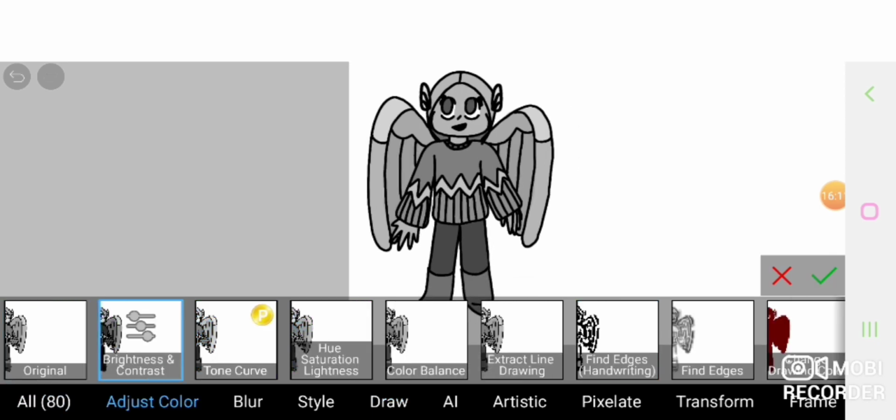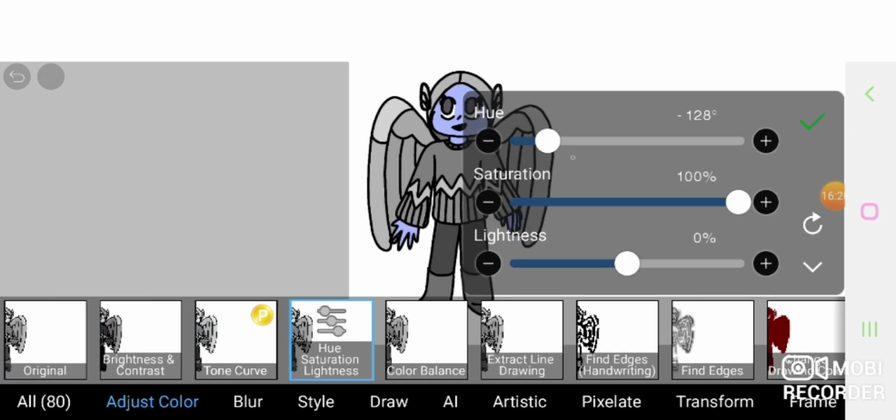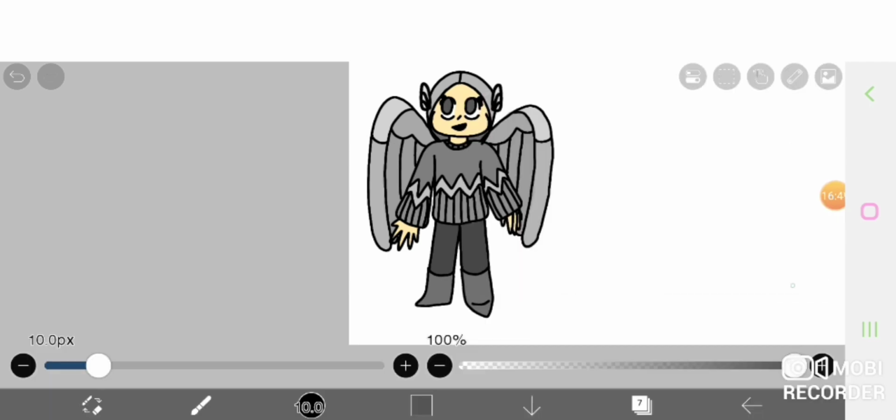Oh my gosh, I am just rambling. But yes, here is the part where I start fiddling around with the colors, with the hue and such.